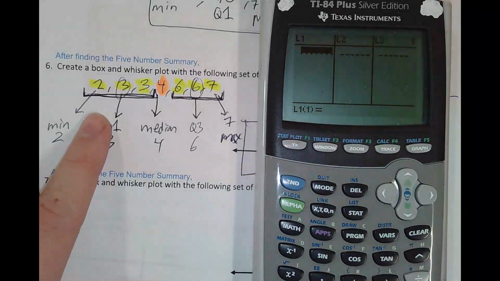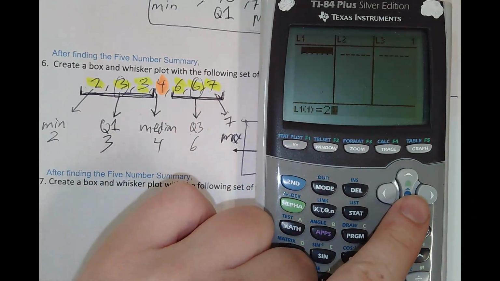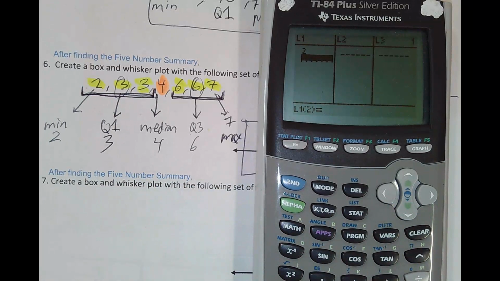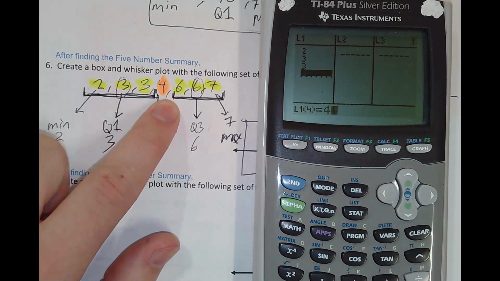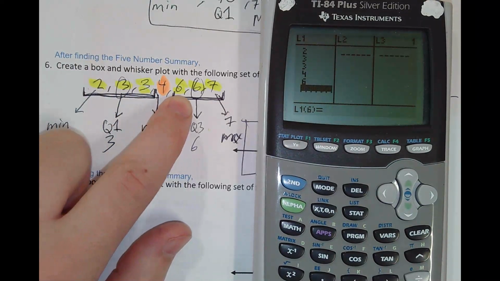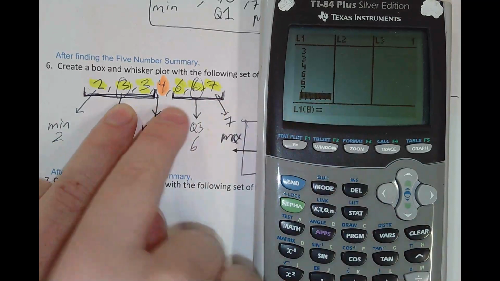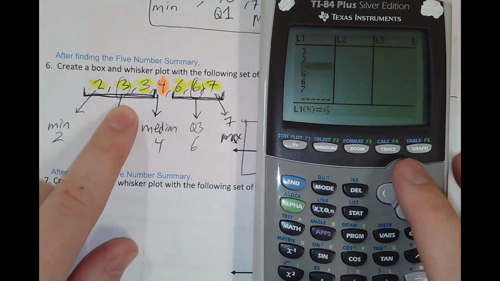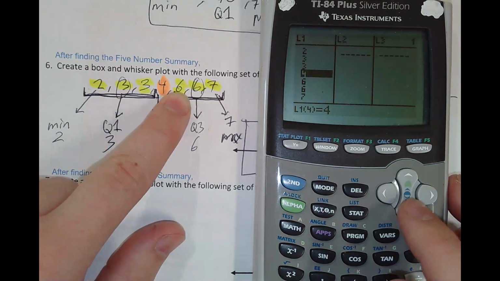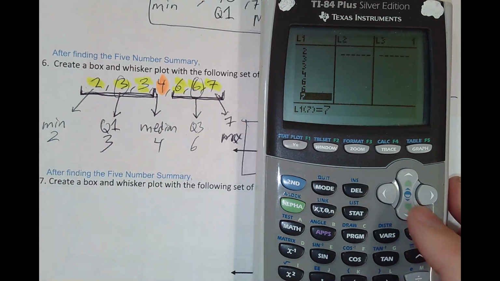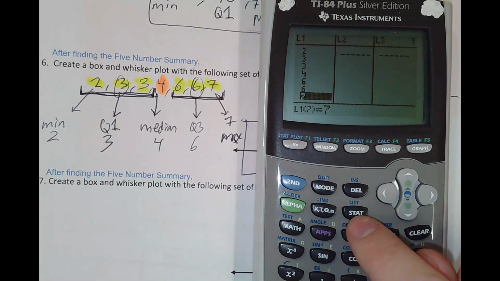In this list, I want to go ahead and enter these 7 numbers. I'll go 2, enter, 3, enter, 3, enter, 4, enter, 6, enter, 6, enter, and 7, enter. It's important not to miss any of those numbers. So I can just double check. Did I write my list correctly? 2, 3, 3, 4, 6, 6, 7. That's correct. Now our next step is to go ahead and press the Stat button again.